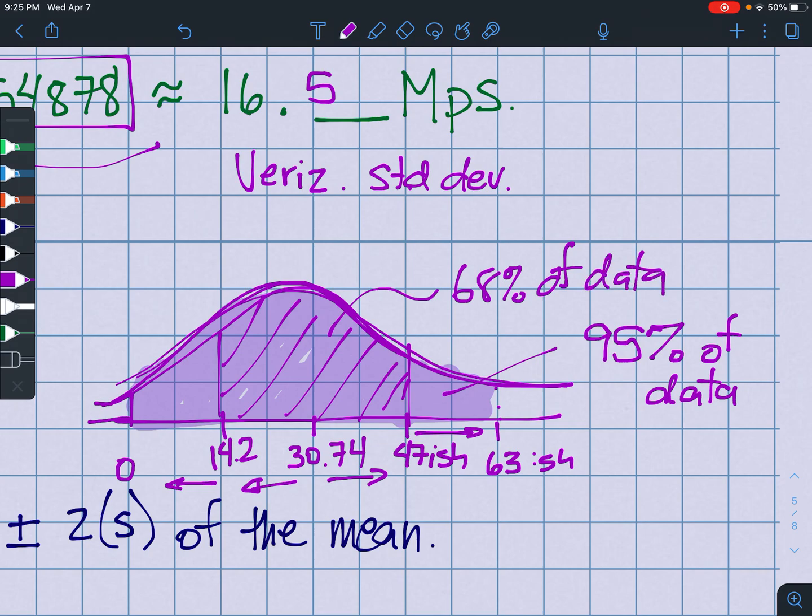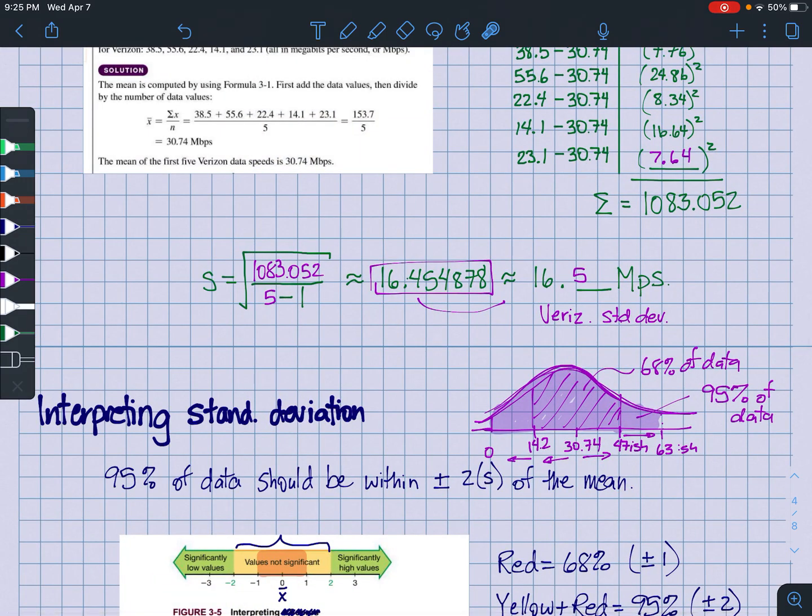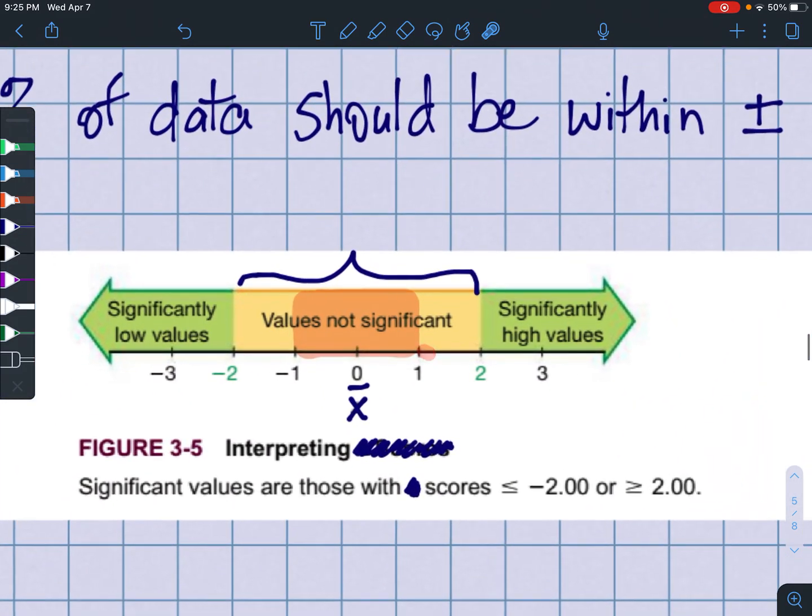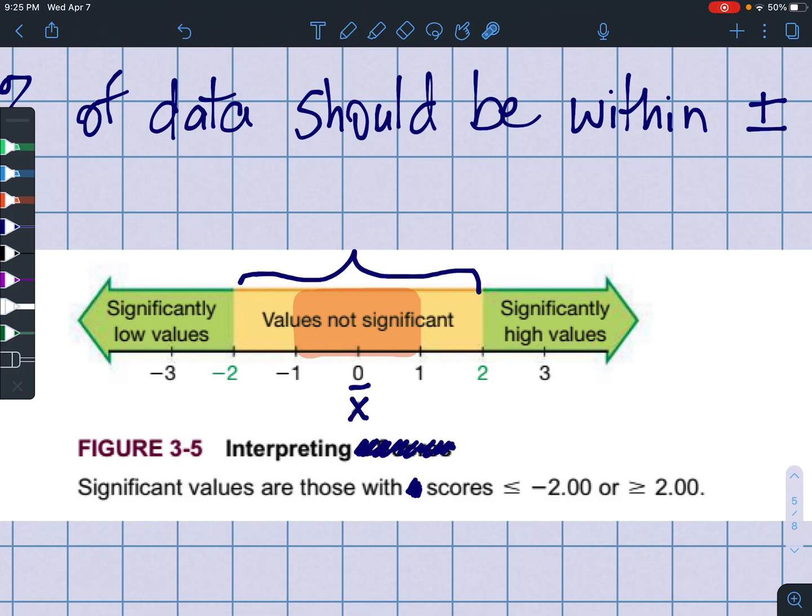All right, so again, it tells me how far away the data is spread. The smaller the standard deviation, the tighter the data is around your mean. The larger your standard deviation, the more flat the data becomes. It gets spread out. All right, so here's a little chart. It's in your book. You'll see it from time to time. There's actually different pictures of it around the room.